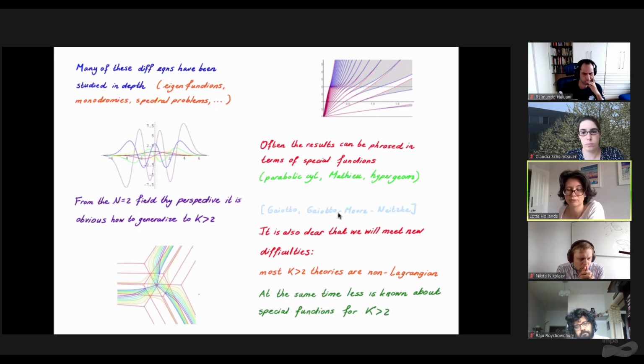So from the N=2 field theory perspective, it is kind of obvious how to generalize that story to higher ranks, so k bigger than 2. But it is also very clear that we will meet new difficulties, because the field theories that correspond to these higher rank differential equations will be intrinsically strongly coupled, which means that you can't study them with the usual Lagrangian methods. And at the same time, much less is known about special functions for higher rank cases.